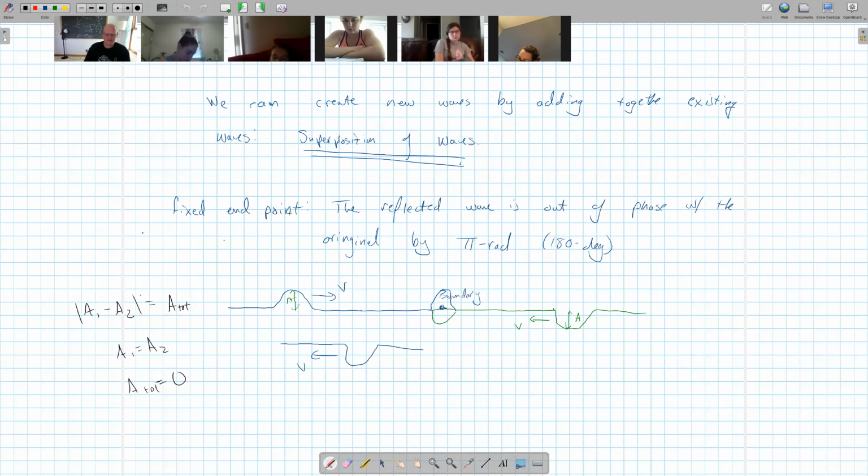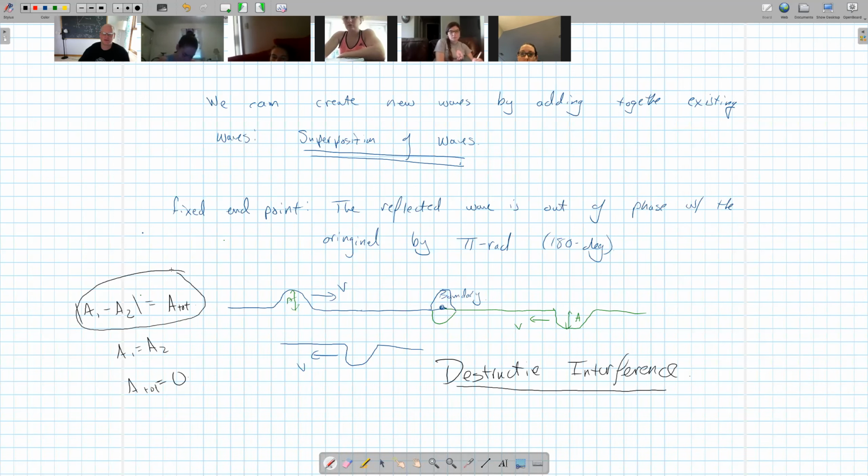So this case, where I have the fixed endpoint, is what's known as destructive interference. So this is called destructive interference. When two waves are superimposed on top of each other, they interfere with each other. And if they are out of phase with each other, then they interfere destructively. For destructive interference, the total amplitude is going to be the difference between the two amplitudes. So this is true for destructive interference.